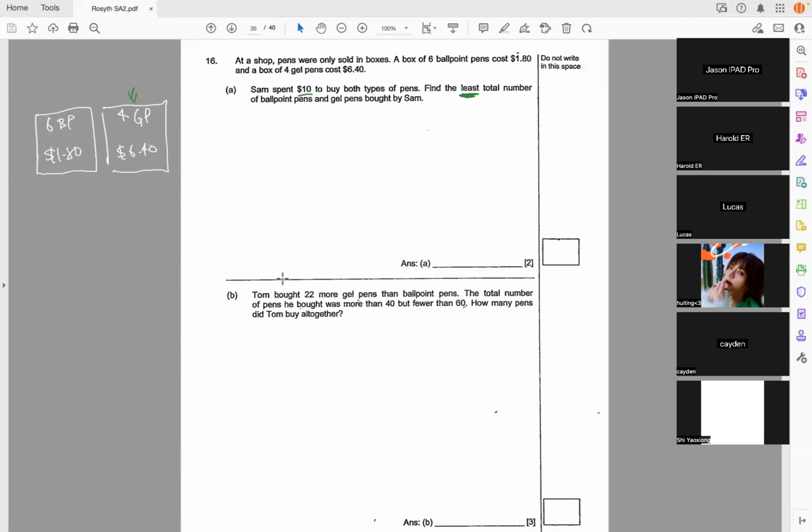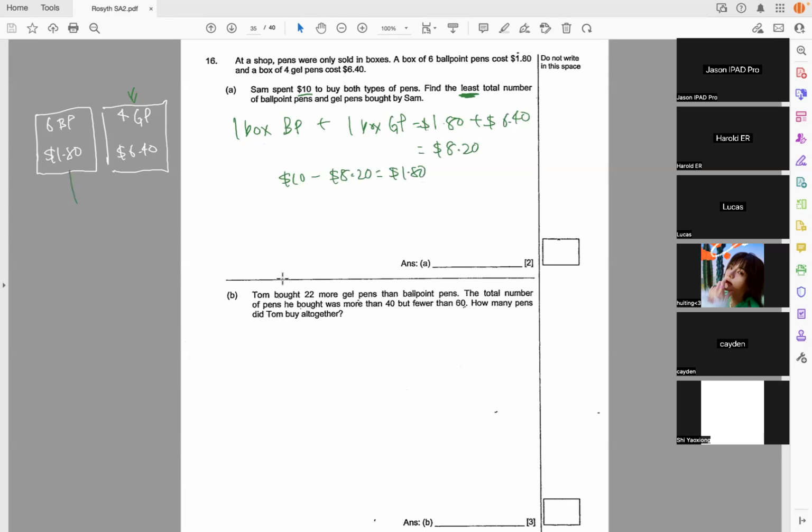Okay, 1 box of ballpoint and 1 box of gel pens. Let's see how much I will spend. If I buy 1 box of ballpoint and 1 box of gel pens, I would have spent 180 plus 640. So Sam will have spent 820. But Sam has $1000 now. So how much is left? $1000 minus 820, Sam still has 180 left.